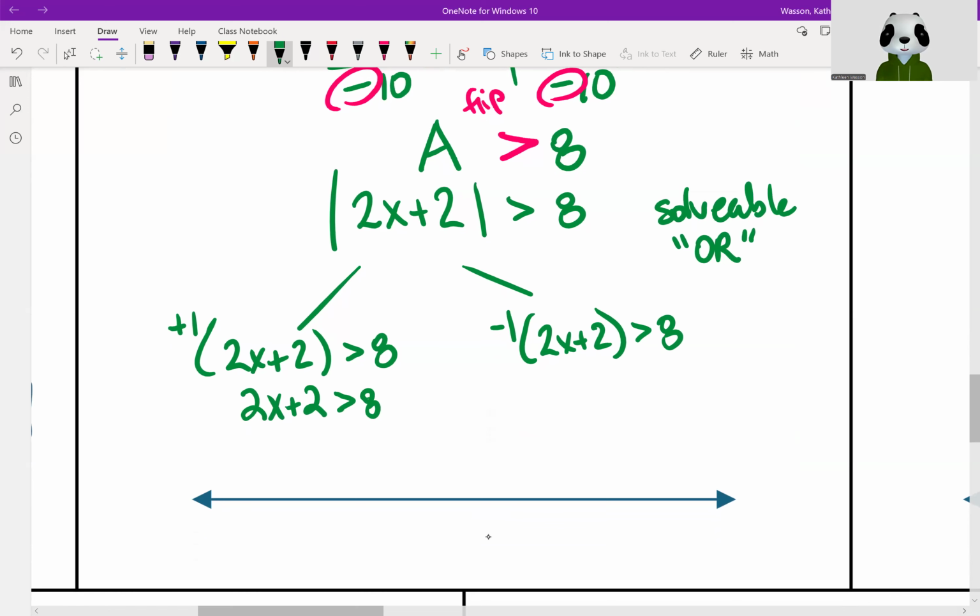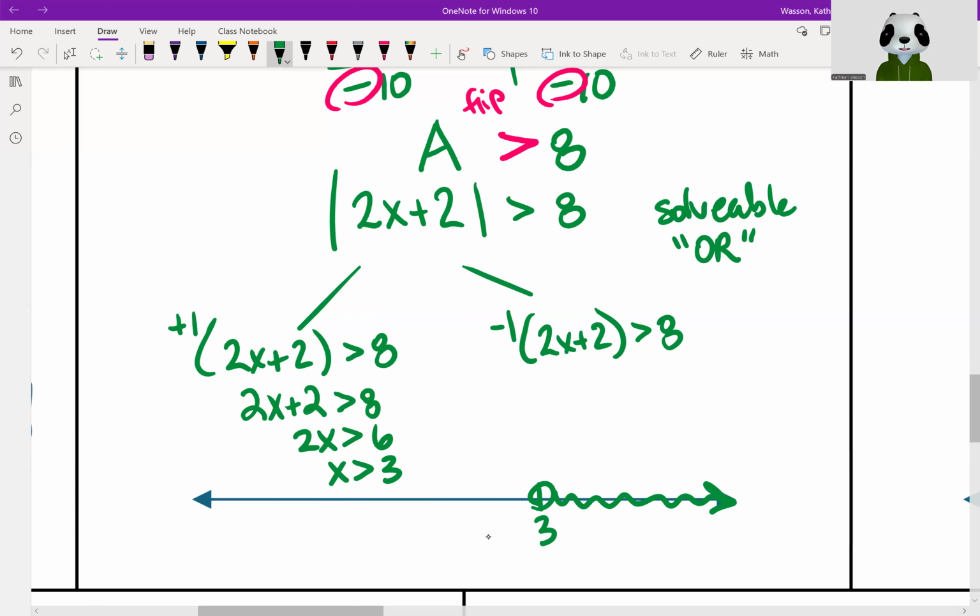To solve, I would subtract 2, which gives me 2x is greater than 6. And then I would divide by 2, and I would have x is greater than 3. I didn't change the symbol. I didn't flip my symbol when I divided by 2. It's only if you multiply or divide by a negative number. So I'll put 3 here with an open circle because there's no equal sign. And some of my solutions are the numbers that are bigger than 3.